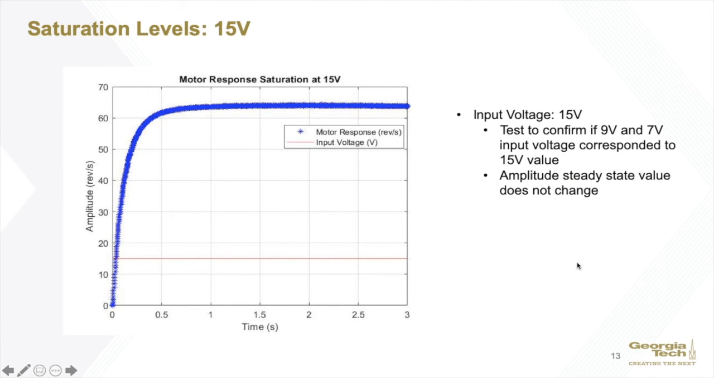Next, a further test was conducted using an input voltage of 15 volts. This test was to confirm the upper bounds of the system saturation level by confirming that there would be no increase at a higher input voltage in the steady state wave angle. The result depicted here shows that the 15 volt saturation point was consistent with the previous 7 and 9 volt points. This represents the upper bound of the system.